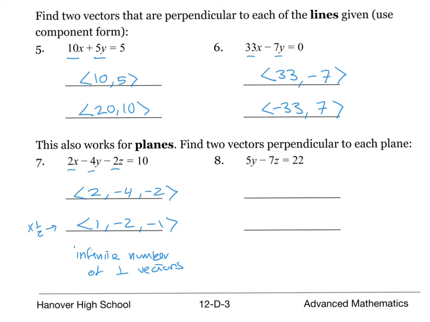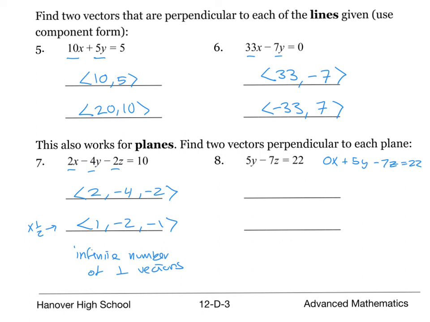So here's one. This is a little tricky. It looks sort of like in number 8, a linear equation, but it's got y and z. So really this is a plane equation. And I can see that by rewriting it with an x term. This would be 0x plus 5y minus 7z equals 22.